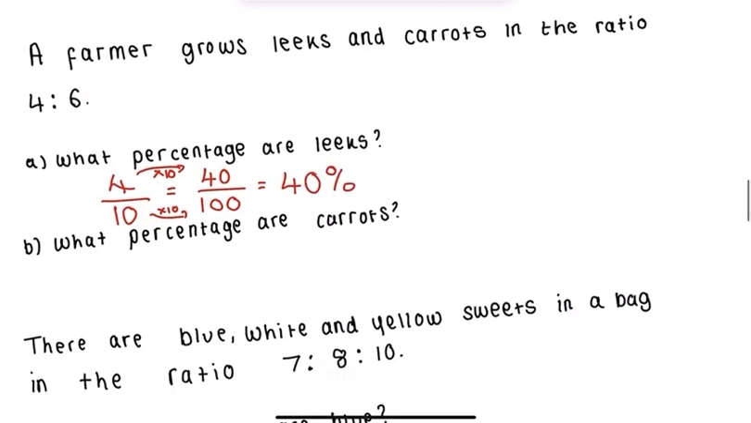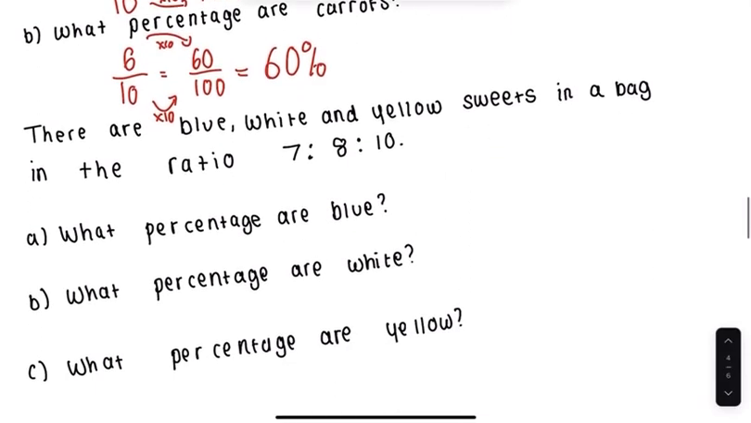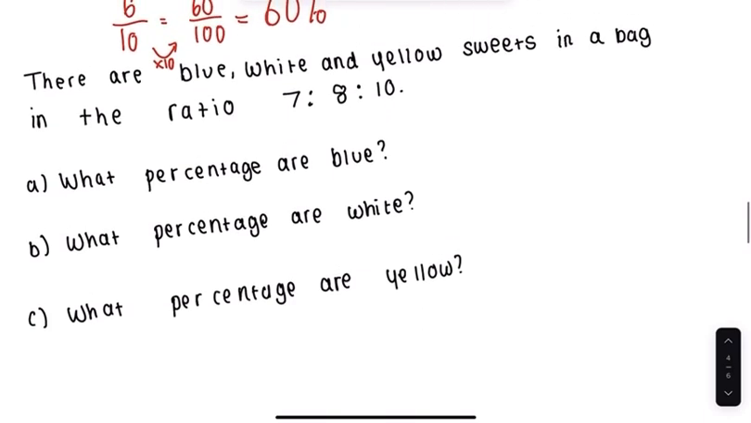So looking at the other one then, we're going to do the same here. What percentage are carrots? Well, first, let's write the fraction. So I've got 6 parts over a possible 10. And again, I'm going to create an equivalent fraction over 100. And I can do this by timesing the top and the bottom by 10, which gives me 60 over 100, which is just 60%.